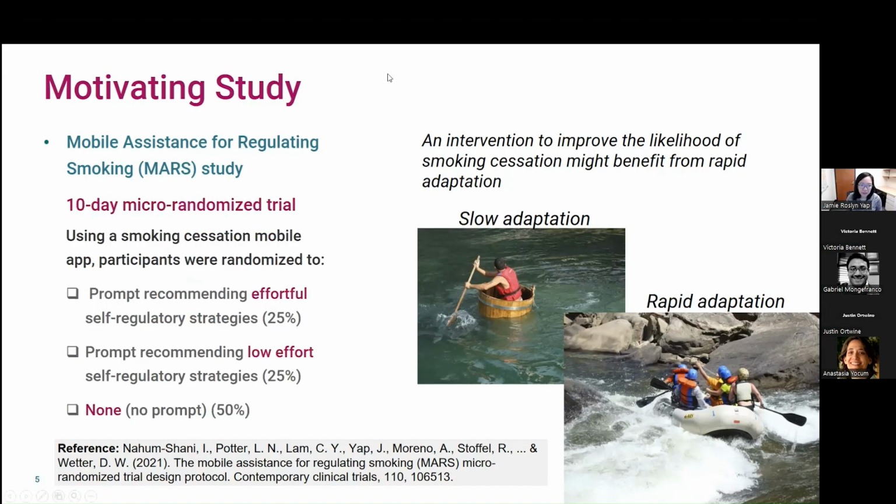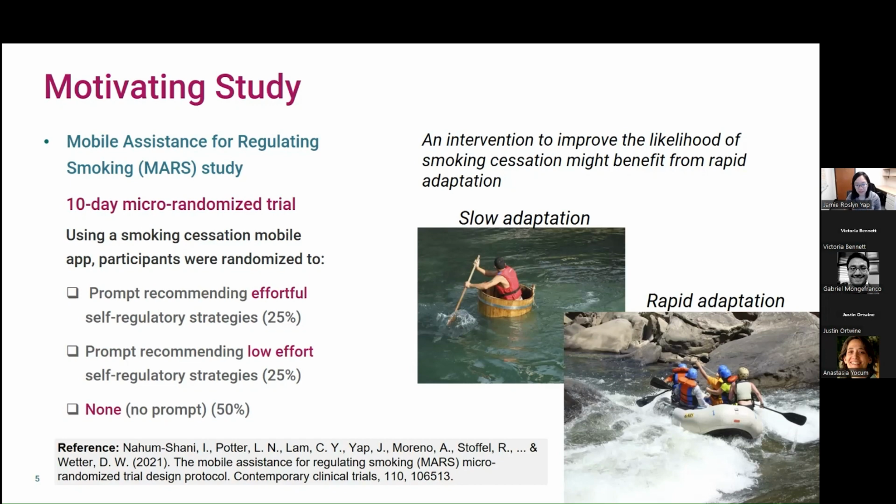Okay, what's special about the Mobile Assistance for Regulating Smoking study is that in the study, we have a 10-day micro-randomized trial. Now, using the smoking cessation app, participants were randomized to 3 intervention options. 1, a prompt or a push notification recommending an effortful self-regulatory strategy. They got that 25% of the time. Another one is a prompt recommending low effort self-regulatory strategies. They got that 25% of the time, and no prompt or none, and they got that 50% of the time.